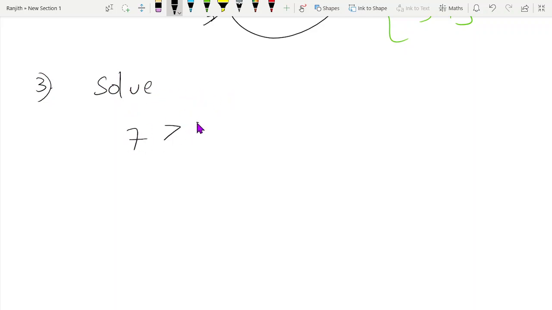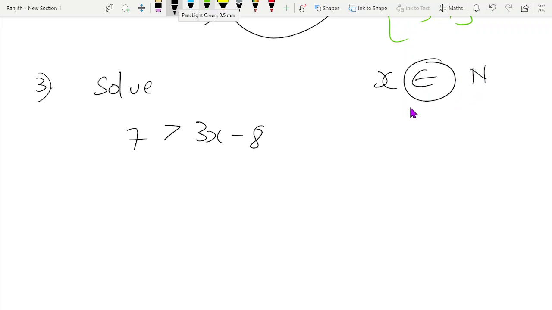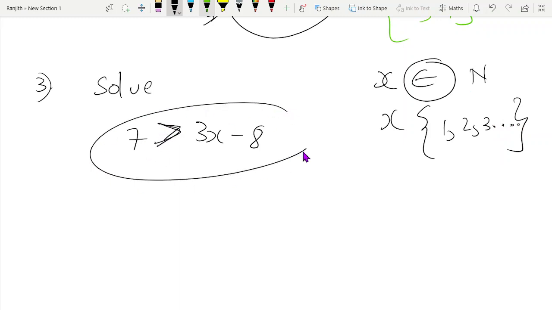So X is a natural number. Correct. Can you see this symbol? What is this symbol? X belongs to natural numbers, which means X can be anything from 1, 2, 3, up to infinity. So X is a natural number. Now find the value of X. This is the equation. This is the question.